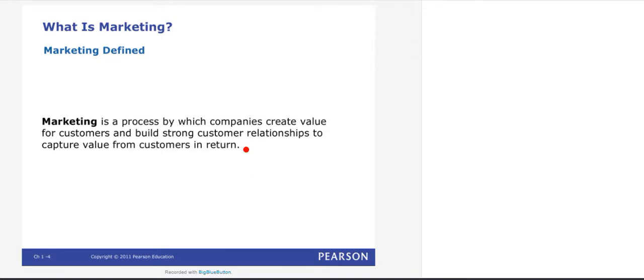Don't ever think of marketing as selling. Marketing is much bigger than selling. Selling is a minor task and a minor concept included in the marketing definition. Because you study marketing, you must know that marketing is not about making profit, and it's not about selling to customers. It's about creating value for customers and building a strong relationship to capture value in return from these customers.